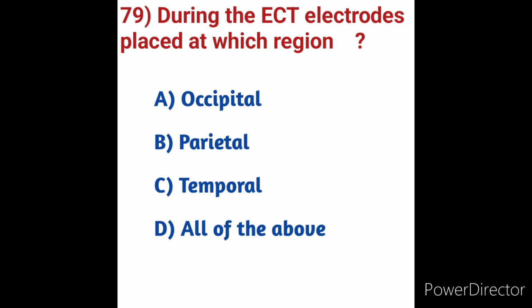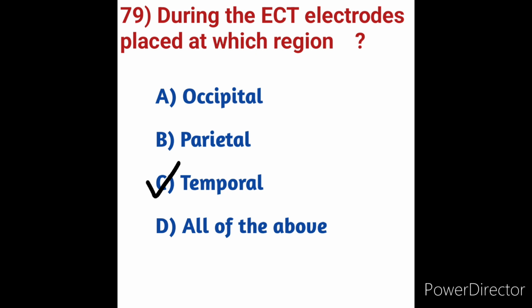Most commonly, ECT electrodes are placed bitemporal. So in these options, option C is the correct answer, bitemporal. Electrode placement determines the geometry of the electric field and can be either non-focal, bitemporal, or more focal, meaning right unilateral. During the ECT procedure, electrodes are placed at temporal. Option C is the correct answer.